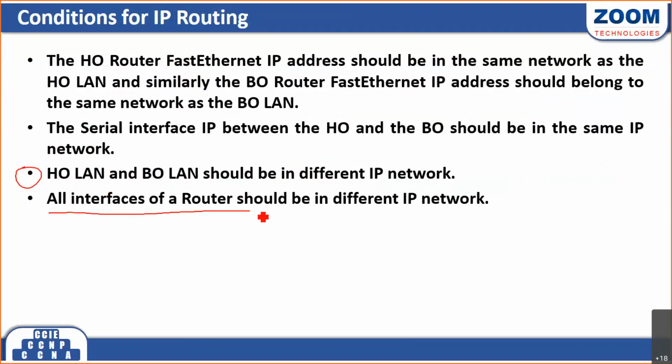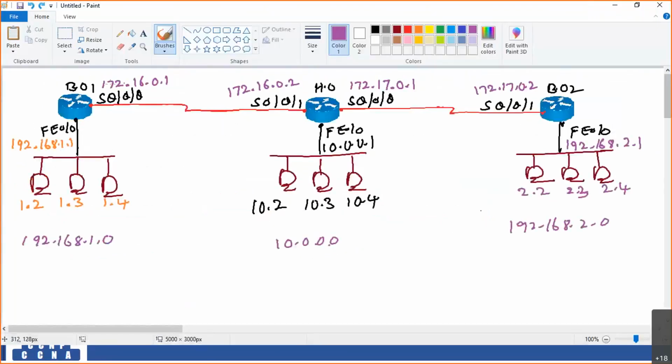Now, all interfaces of a router should be in different networks. In branch 1, how many interfaces are there? Two interfaces, FE0/0 and S0/0. Two interfaces should be in different networks, so one interface uses 192.168 and the other uses 172.16. Condition is satisfied. In the head office, how many interfaces are there? S0/0, S0/1, FE0/0, three interfaces. They should be in different networks, so I have used 172.16, 172.17, and 10.0.0.0. Condition is satisfied.